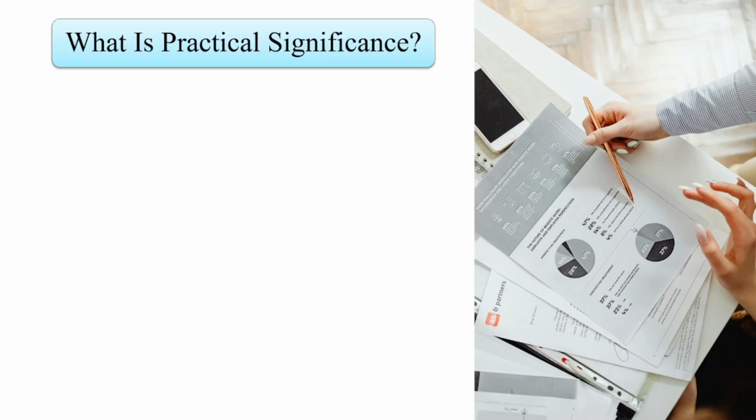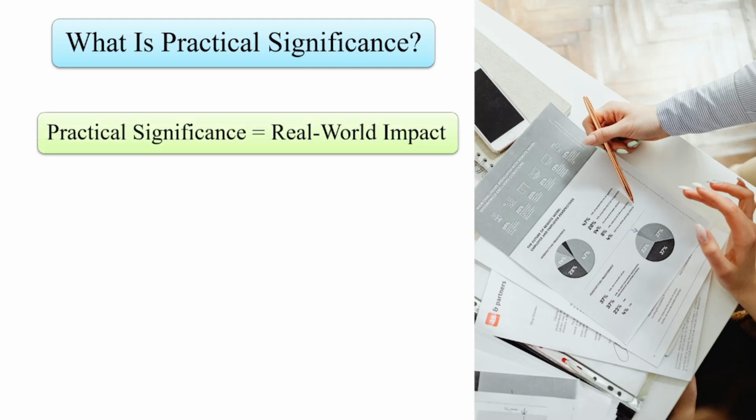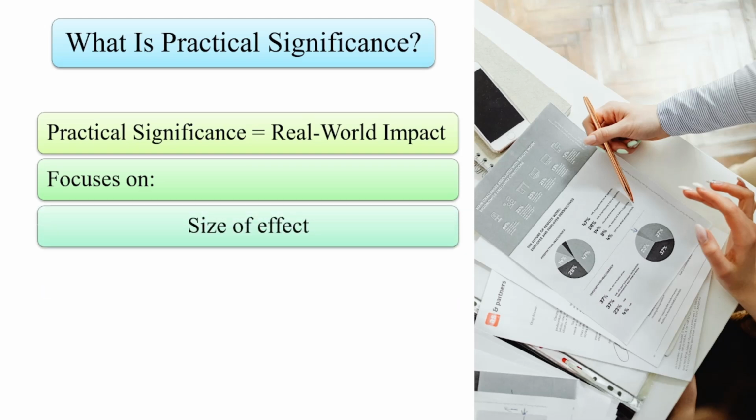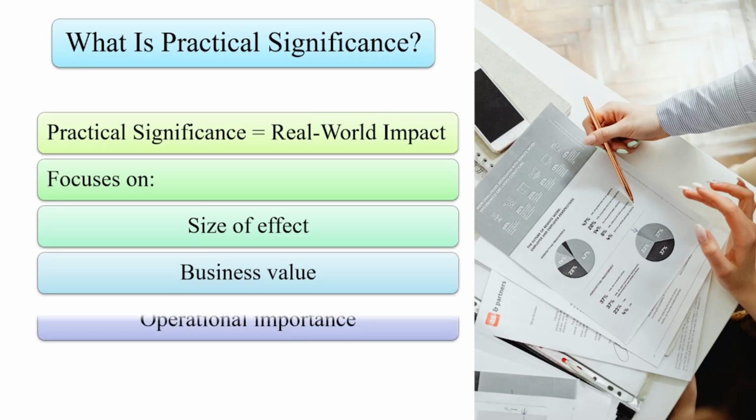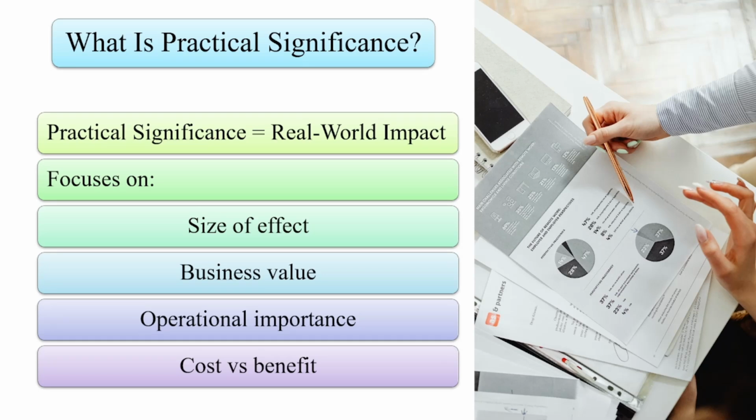So, what is practical significance? It's all about real-world impact, not just numbers on paper. Instead of asking, is it statistically significant, we ask, does it actually matter? We look at the size of the effect, the business value, and the operational importance. And most importantly, we weigh the cost versus the benefit. In short, practical significance drives smarter, real-world decisions.